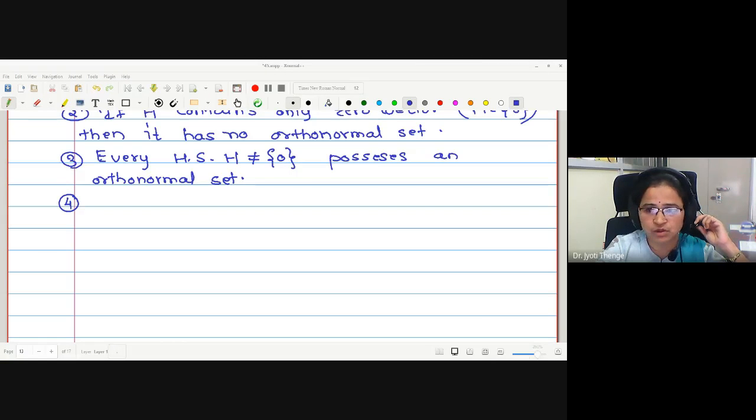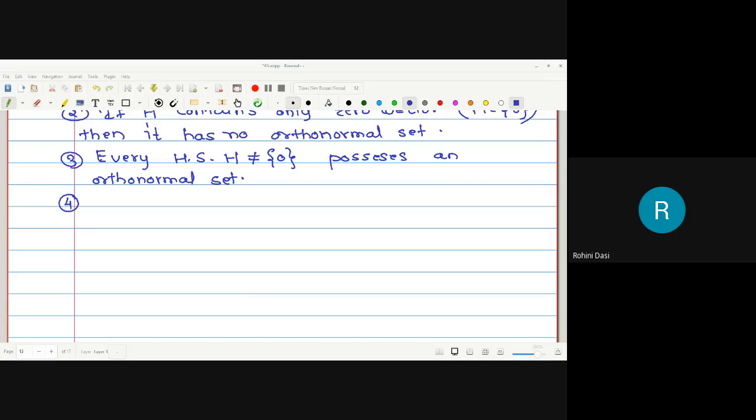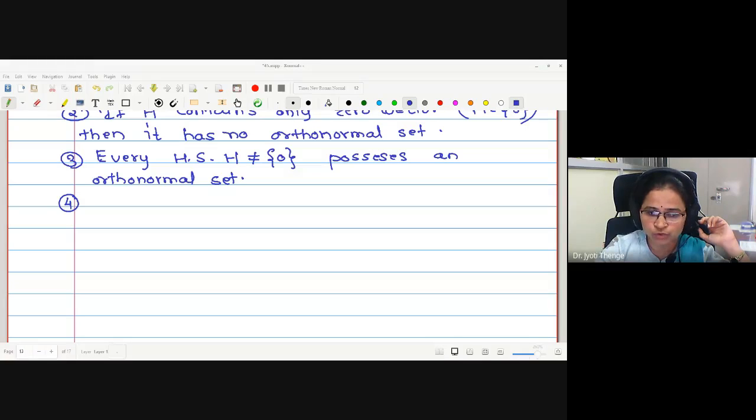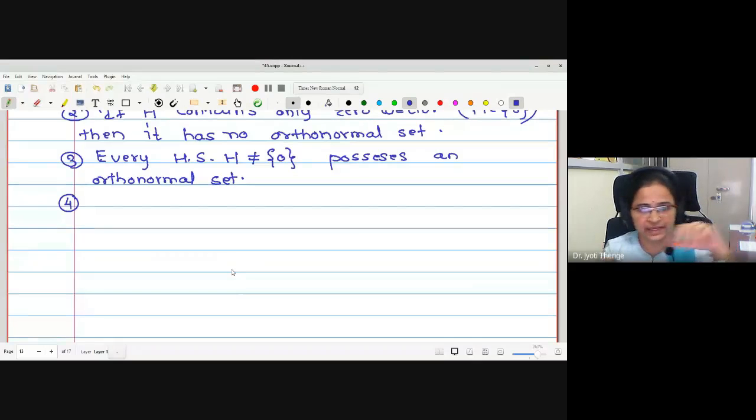Anyone from the students? Non-zero vector. By which scalar do you have to divide? Multiplicative inverse. No. You have to divide by its modulus, right? Its norm. Correct? Yes, yes.